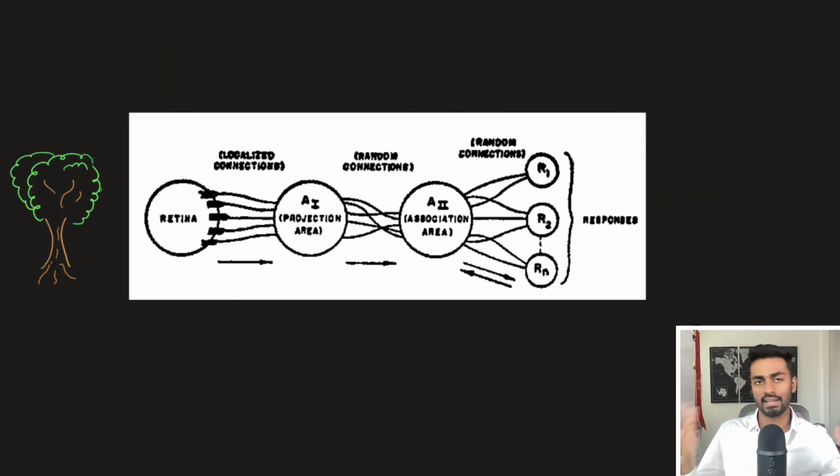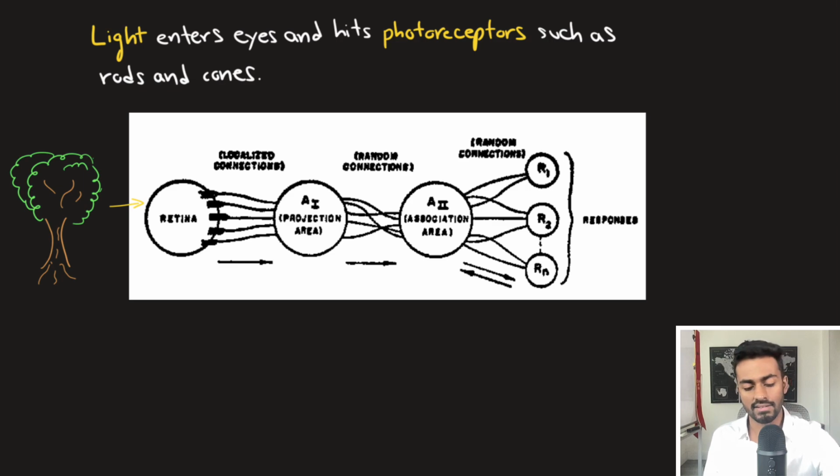So let's take an example here. So let's say that there is like this object over here. It's a tree, but it's an object right now. Now this is going to be perceived by the retina. So light enters the eyes and hits the photoreceptors, such as the rods and the cones.